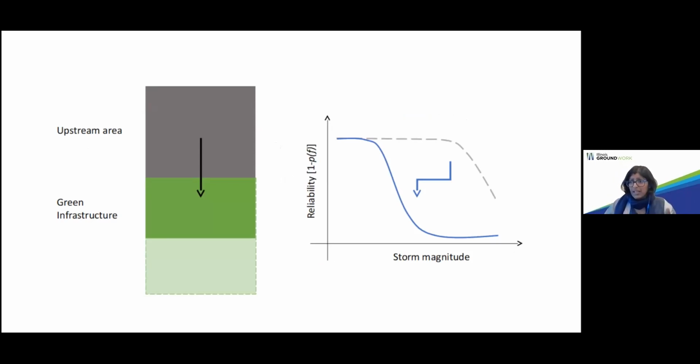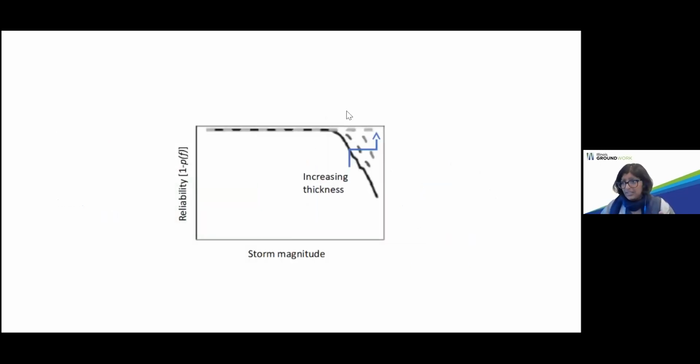We can increase our system reliability even for larger storms by changing a couple of design choices. Firstly, we can increase the size of our green infrastructure compared to our upstream runoff producing area. This comparative size is important not only for system reliability, but for long-term maintenance because systems that are undersized tend to clog a lot more quickly. If there is no space to increase the size of our infrastructure, we can always try to deepen our storage layer. And that allows our green infrastructure to infiltrate and store larger volumes of water before they overflow, thus increasing our reliability.